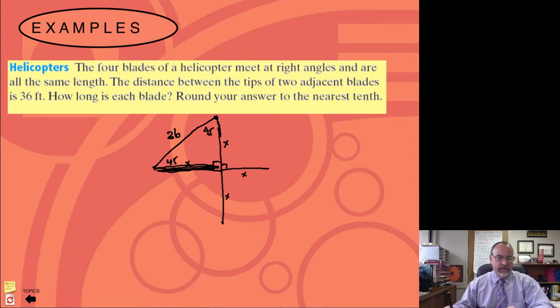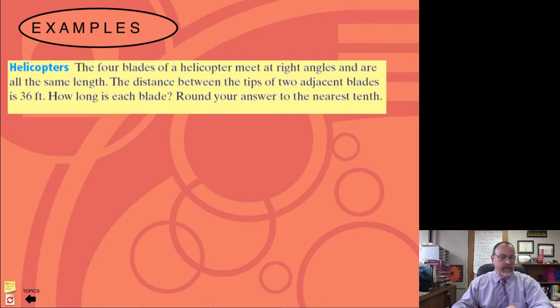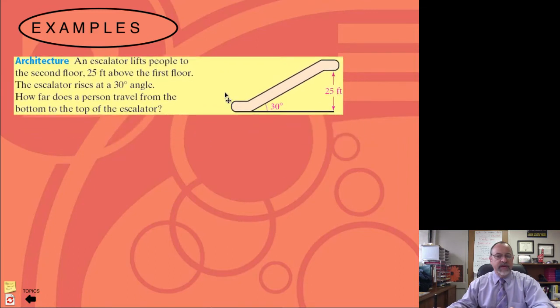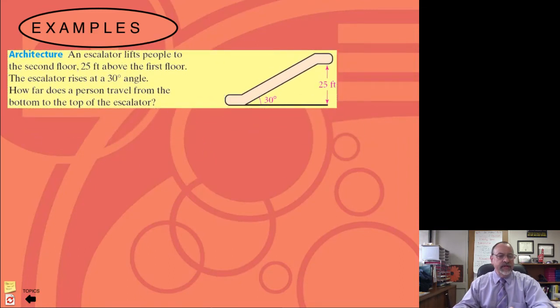Let's take a look at another one. Let me get rid of all of that, move that over here. Let's see what else I've got here. Okay, now here's one where they've kind of given it to us, but we should read it so we know what it looks like for it to be sketched out. If the problem is given to us where it's not a sketch, we can do that ourselves. An escalator lifts people to the second floor that's 25 feet above the first floor. So here's the first floor, here's the second floor, that's going to be 25 feet.